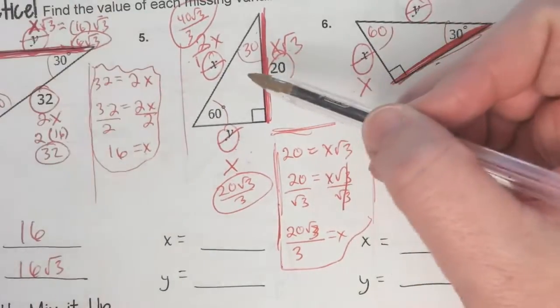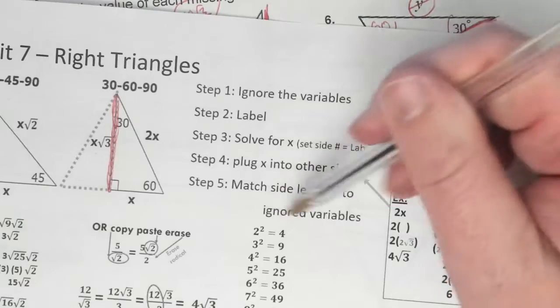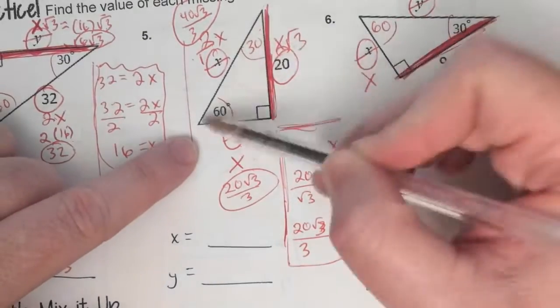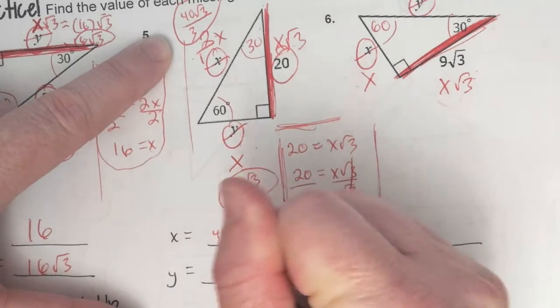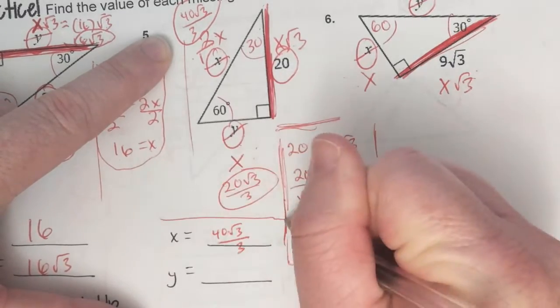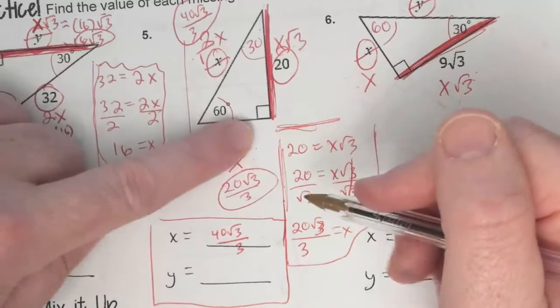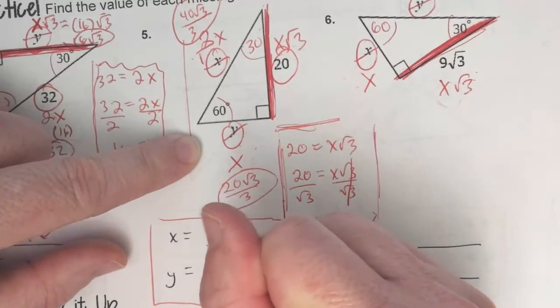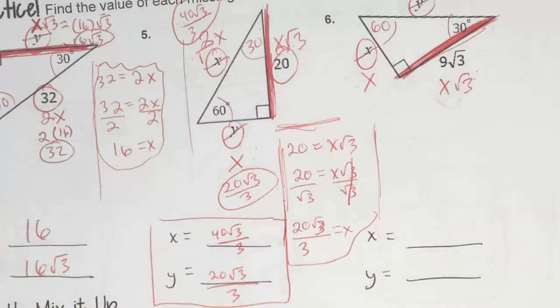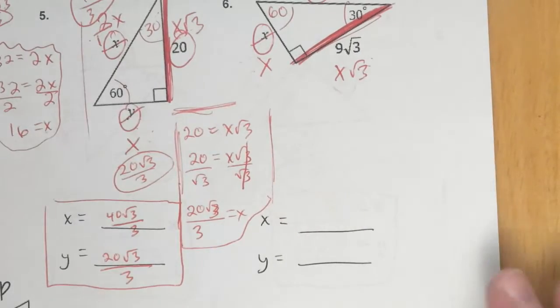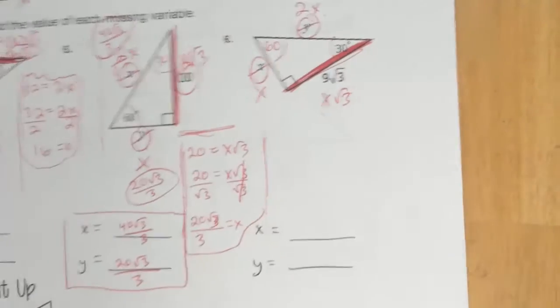All right, your final step, match your side lengths to your ignored variables. This side was a black x. This side also equaled 40 radical 3 over 3. This side was a black y. This side also equaled 20 radical 3 over 3. And those are your answers. And finally, number 6.